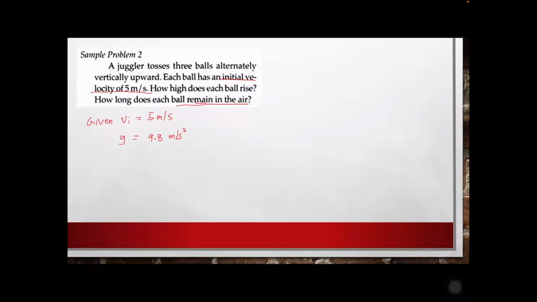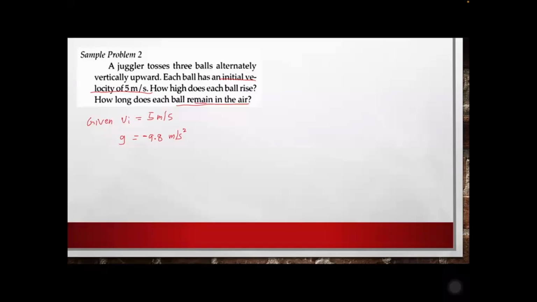Positive po. Miss Okado, is this positive or negative? Negative po. Oh, bakit negative? Kasi pataas, it's against the gravity of the earth. Because of the gravity of the earth, yun yung mga dahilan. So, ito na yun, it's 9.8.